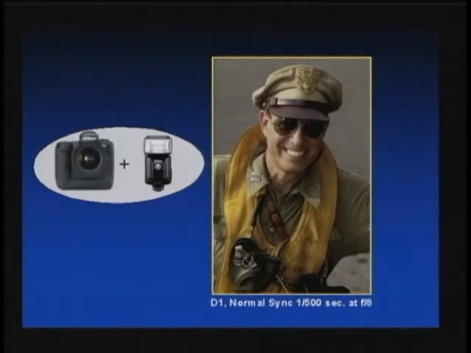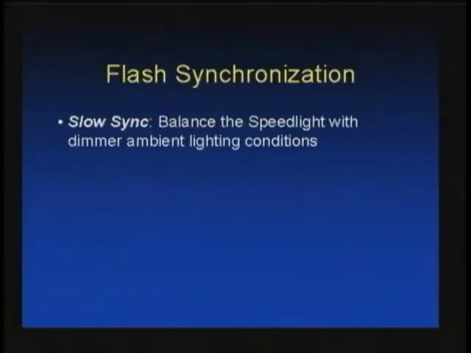Slow synchronization is a really interesting technique. Nikon technology allows you to balance your speed light with the ambient light under dimmer lighting conditions. And this can be any situation that you can think of. It can be a sunset situation. It could be a sunrise. It could be an overcast day where the lighting is dropped. It can be an interior where you're trying to light an entire interior, or it can be a subject set within an interior setting where the light level is dropped and you want to balance the ambient light with that longer shutter speed and the flash itself.